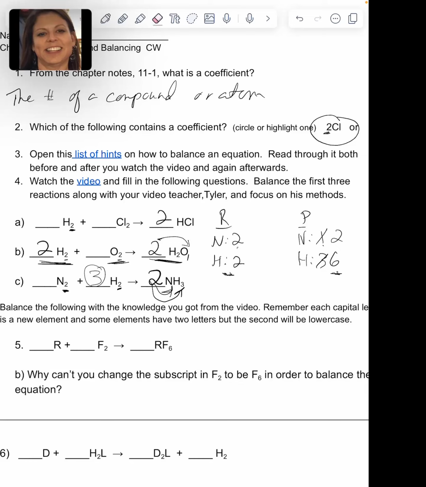Finishes it up. Right, so the extras. So we have 2 nitrogen on the left, 2 nitrogen on the right. 2 times 3 is 6 hydrogen on the left. 3 times 2, 6 hydrogen on the right.